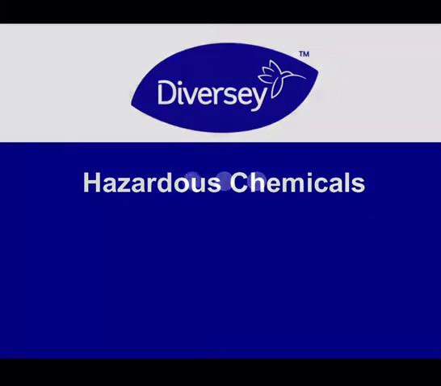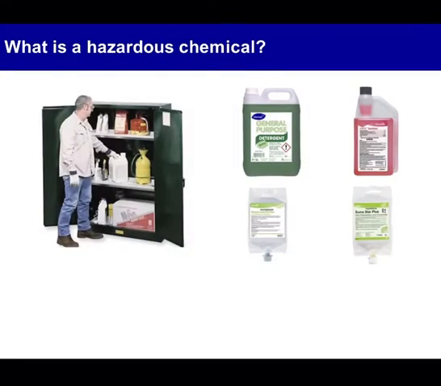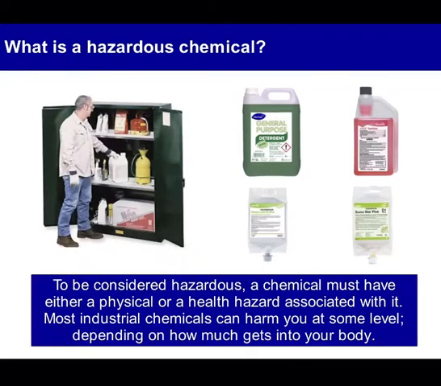Hazardous chemicals. Hazardous chemicals are solids, liquids, or gases that can harm people, other living organisms, property, or the environment. Some examples of hazardous materials you may be familiar with include bleach, drain cleaner, and antifreeze. In order for a chemical to be classified as hazardous, it must have either a physical or health hazard associated with its use.